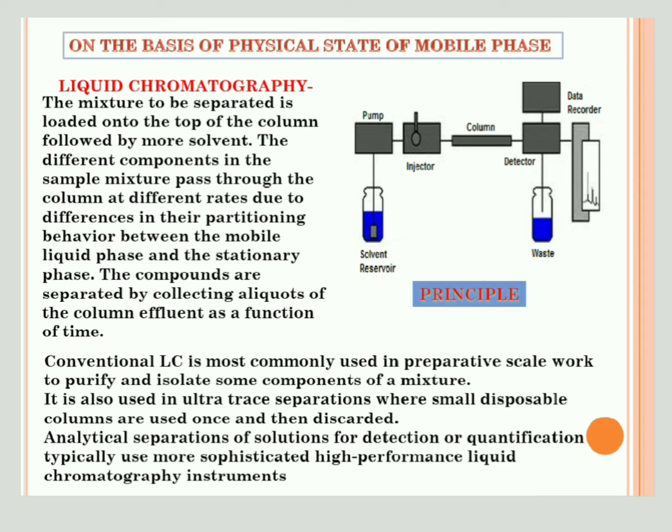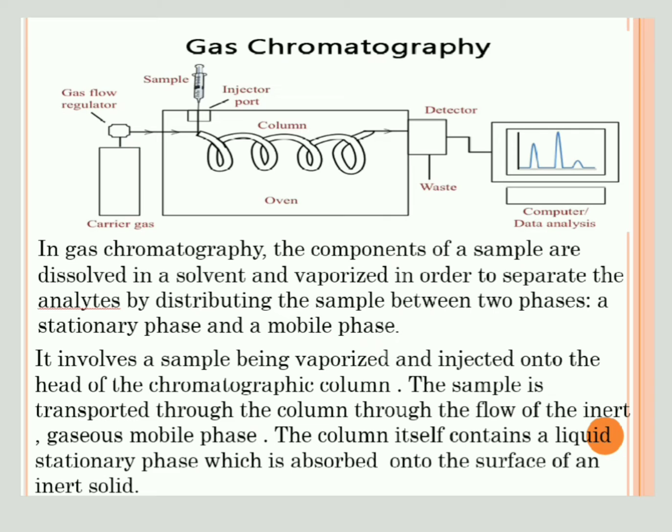The mixture to be separated is pumped and loaded to the top of the column, where more solvent follows through the injector. Then, after the sample is loaded in the column, the components will be detected by the detector, and we will observe some peaks that we can see in the chromatogram. In liquid chromatography, it is most commonly used for preparative scale work, for the purification and isolation of the components.